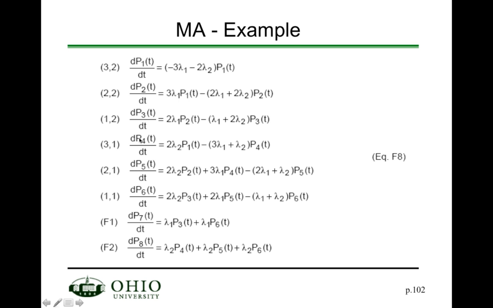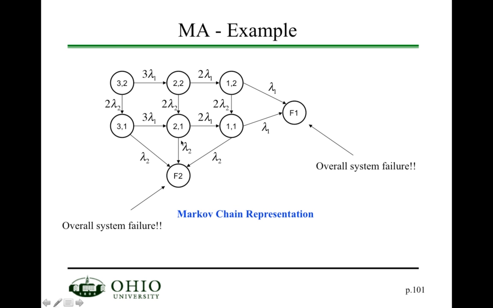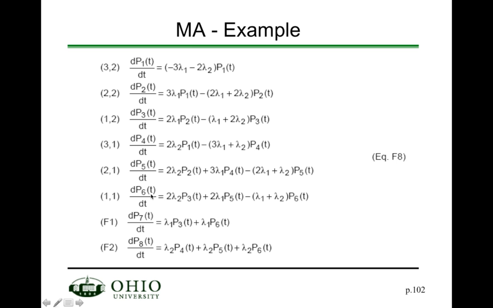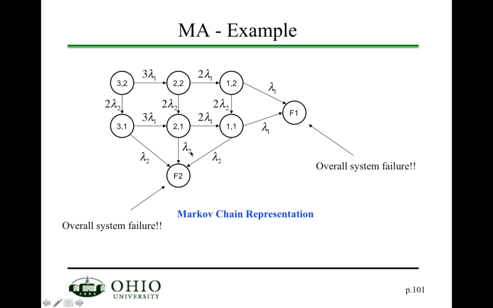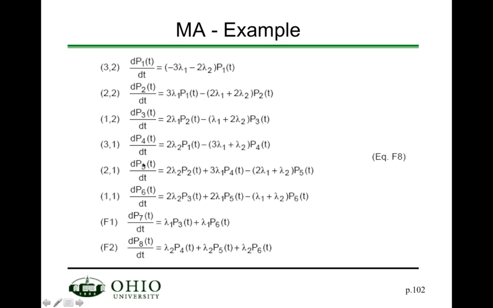That's P4. At the same time, there are 2 outgoing arrows: 1, 2, 1, 1, which is P6. I'm sorry, this is 2 times lambda 1, and of course 2 times lambda 2. And of course these 2 arrows originate at my state 2, 1, and I have defined 2, 1 here as P5. Then again, you can take these equations and solve them in a relatively straightforward fashion.